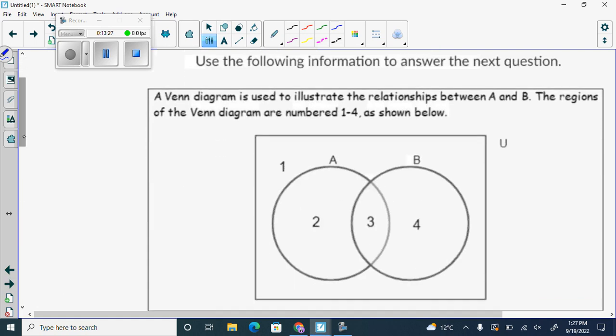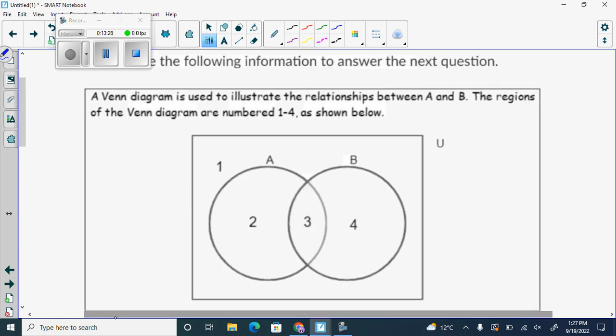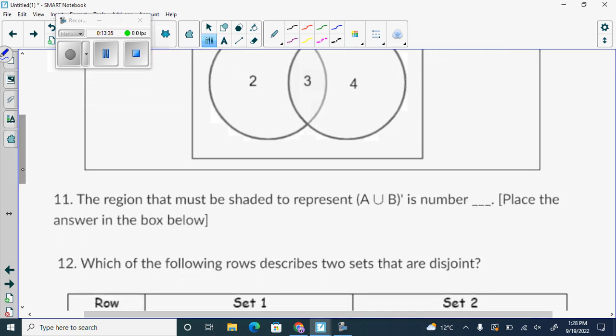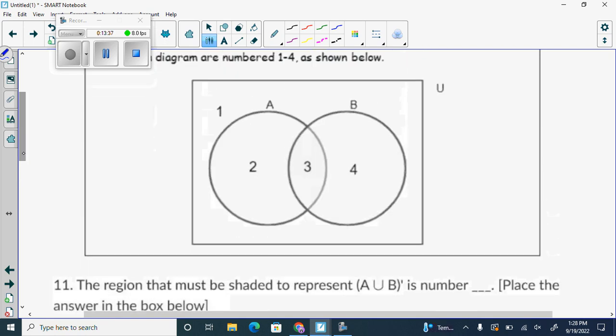So here we have a Venn diagram used to illustrate the relationship between A and B. The regions of the Venn diagram are numbered 1 to 4. The region that must be shaded for A or B is what shape? The snowman, and it's saying not the snowman. So what number is not snowman? 1.